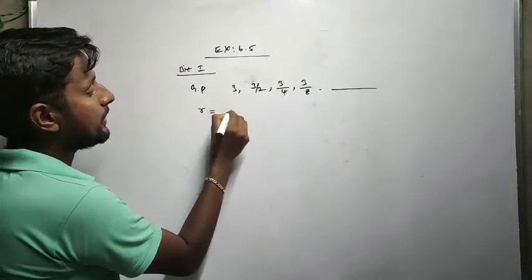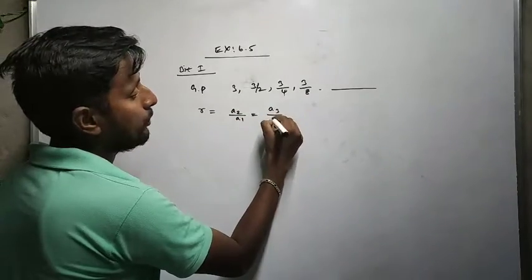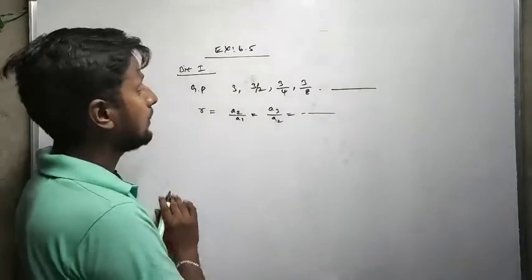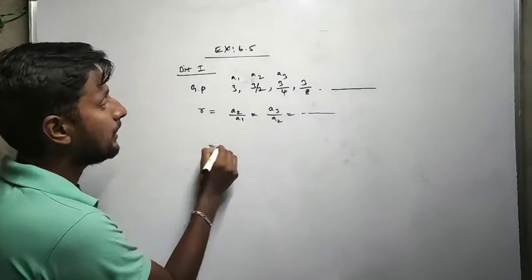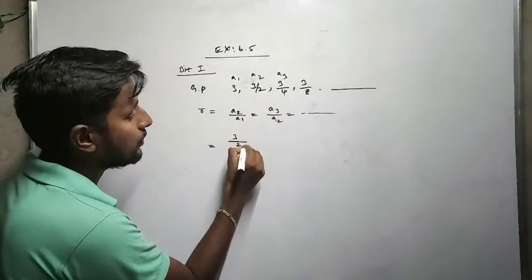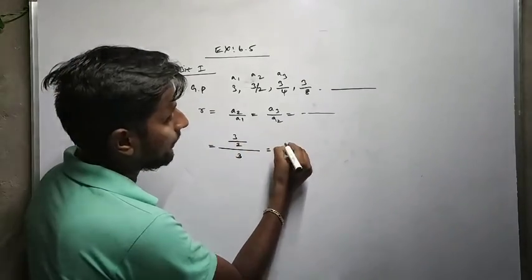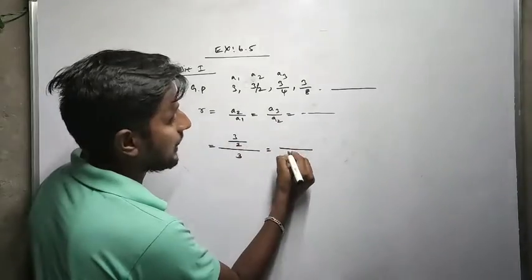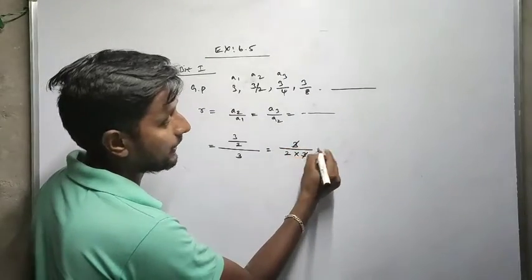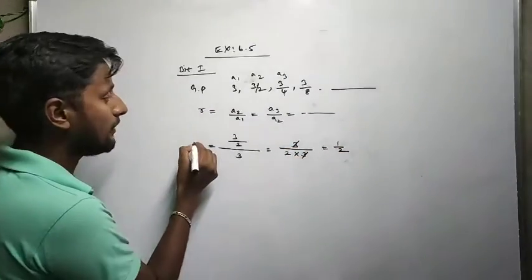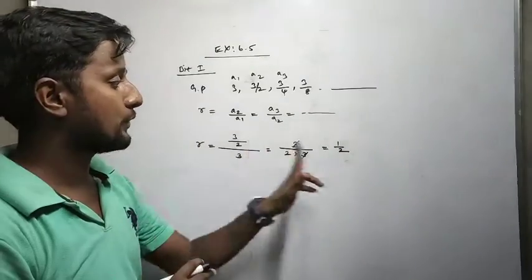The common ratio is equal to A2 by A1 or A3 by A2, and so on. So first term A1, A2, A3. Simply here I'll write 3 by 2 whole by 3. To write it more clearly, 2 is in the denominator place, so 2 into 3, and we'll write 3. The 3 and the 3 get cancelled. The answer is 1 by 2. R is nothing but the common ratio. Common ratio is 1 by 2.